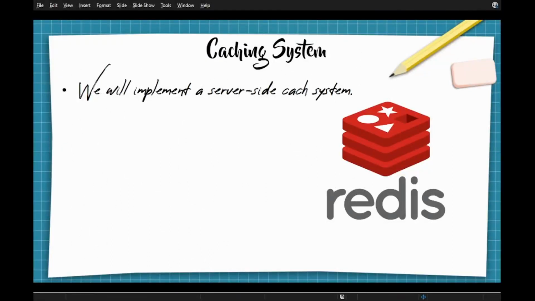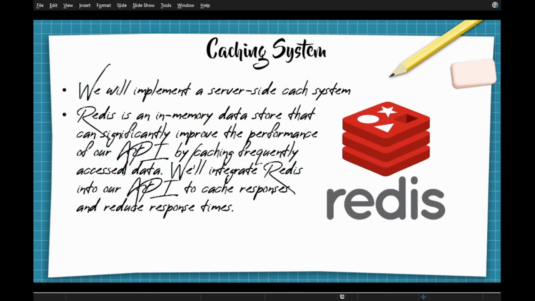Next, we are going to implement a caching system. So for this, we are going to use Redis. Redis is an in-memory data store that can significantly improve the performance of our API by caching frequently accessed data. We shall integrate Redis into our API to cache responses and reduce response time. So we are caching, in this case, responses from the API towards the client, such that for subsequent requests, the client obtains the same response if nothing has been changed.